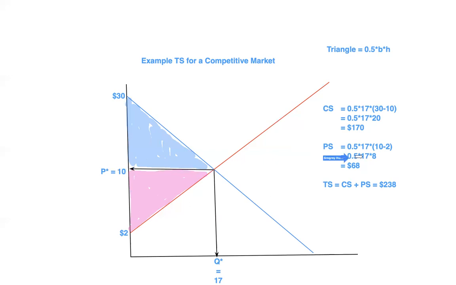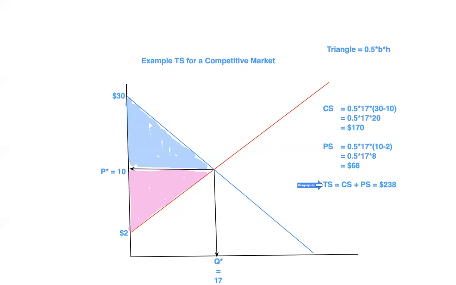So we have 1/2, 17. And in this case, the height goes from 10 to 2. So 10 minus 2 is 8. And 1/2 times 17 times 8 is 68. So there's $68 worth of producer surplus as represented by this pink area.